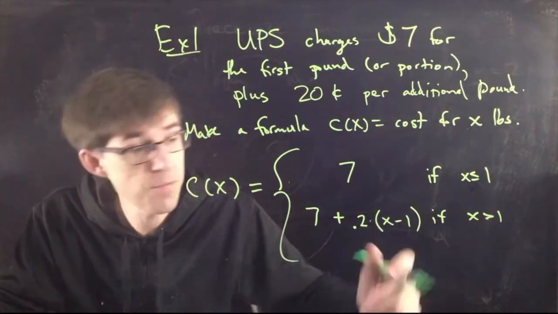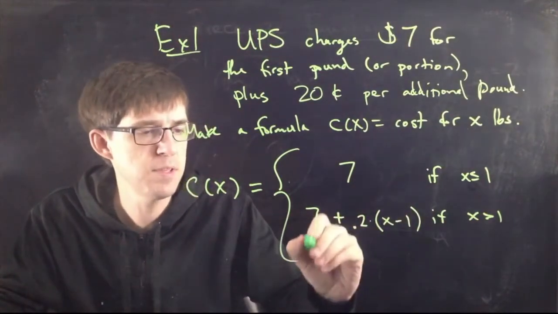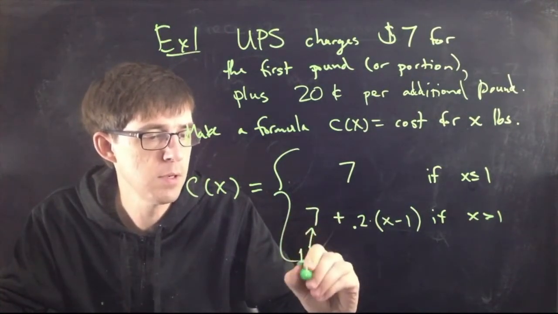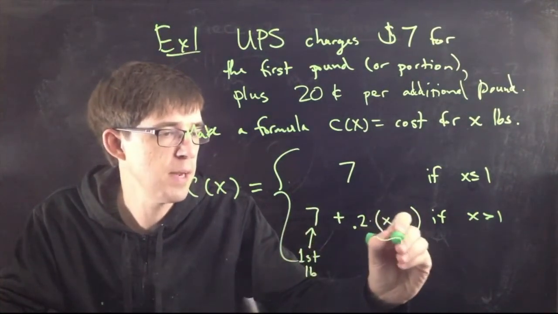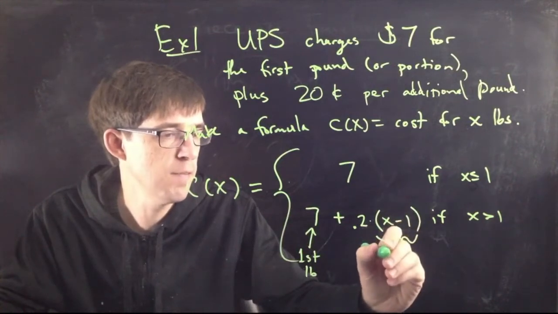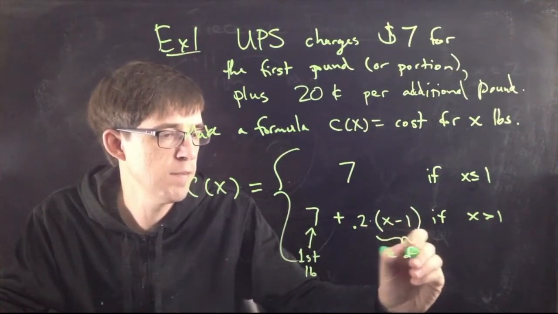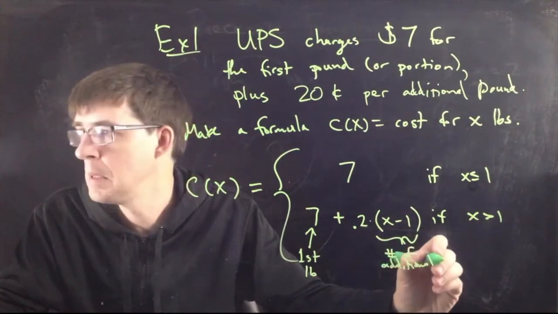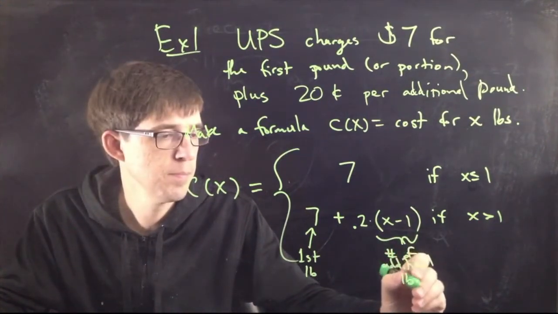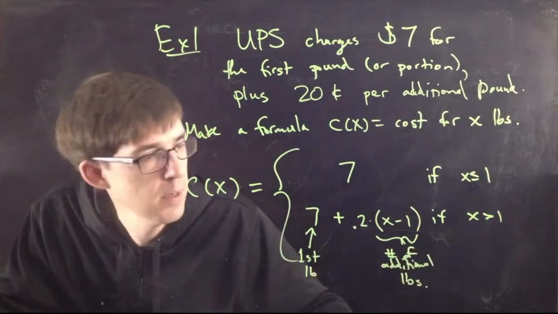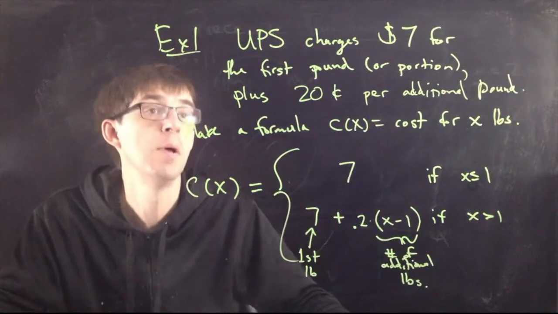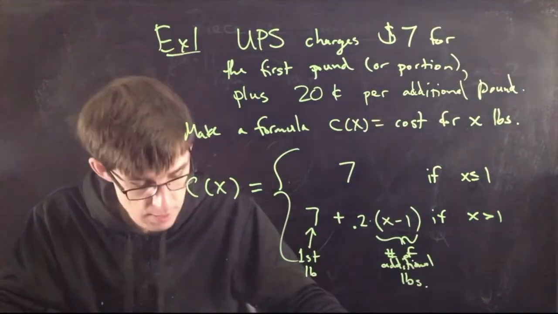All right. This is the formula. So the way where this came from, this is a little tricky to come up with. But anyway, this one came from the first pound. And then this, X minus 1, this is the number of additional pounds. And you multiply this one by 0.2, because that's what it says, 20 cents per additional pound. All right, this is the formula.